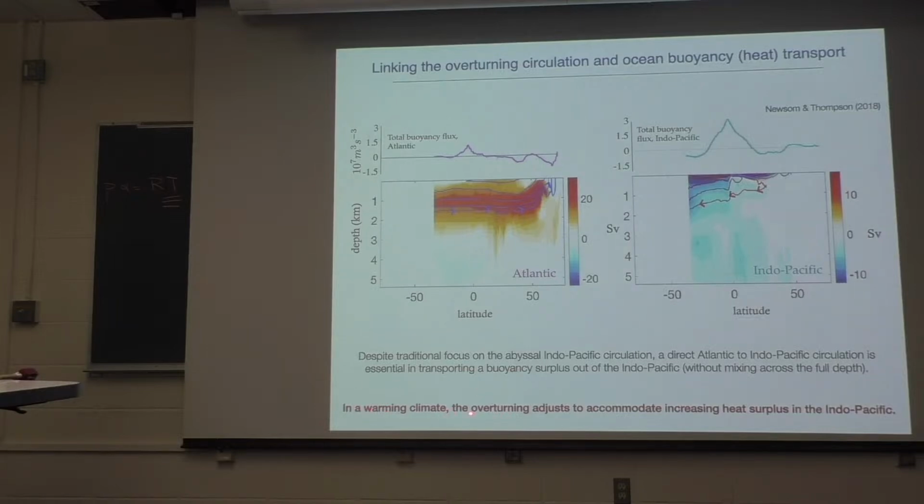So in a warming climate, the overturning adjusts to accommodate increasing heat surplus in the Indo-Pacific, and I'm going to test that in, I should be careful, it should say a warmed climate, so I'm not going to do the transient experiments yet.